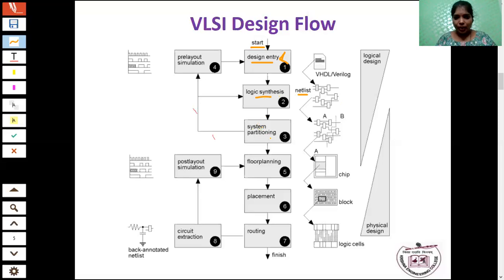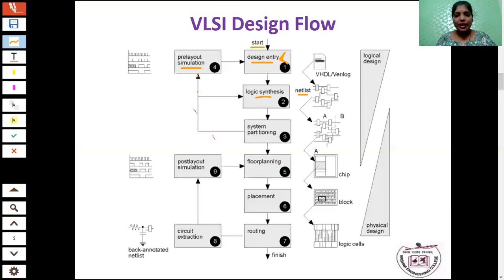After the system partitioning, step number 4 is pre-layout simulation. In pre-layout simulation, we check whether the system is functioning properly or not. We use some simulation tool to verify the functions. If it is performing very well, then we proceed with step number 5.